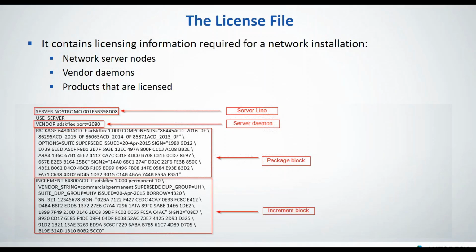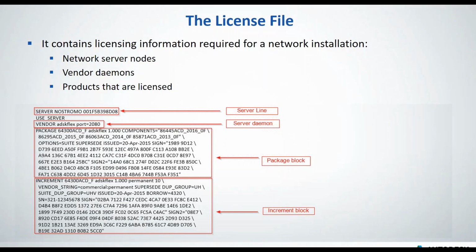In this example, we'll see that our server has as host name Nostromo, and as license ID or MAC address, this specific MAC address. So this is always specific for your server machine. After that, we will have the vendor line. This specifies the vendor daemon that is running on the license server and the port that that daemon is using. This is very important because usually this port may be used by another program, and in that case, you're not able to reach the license server. So always make sure that this port is open.